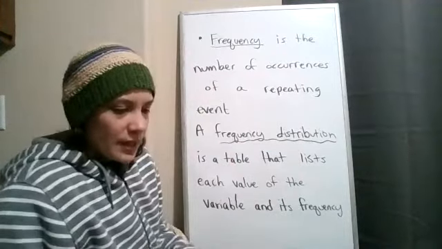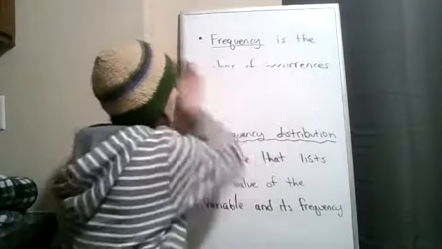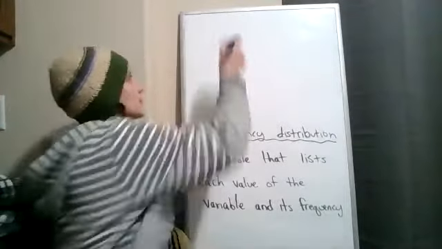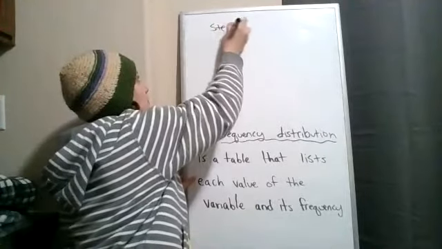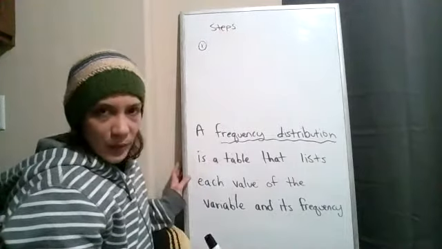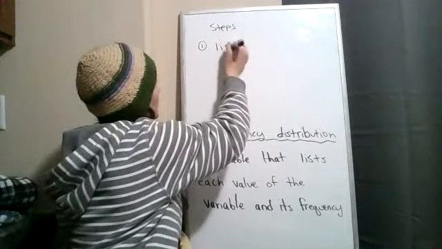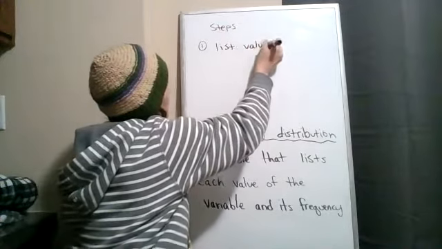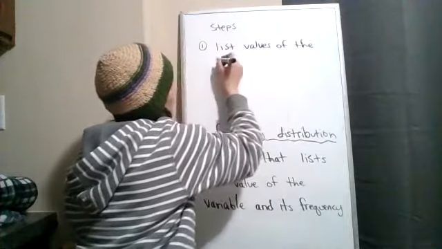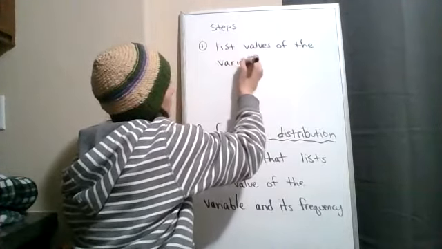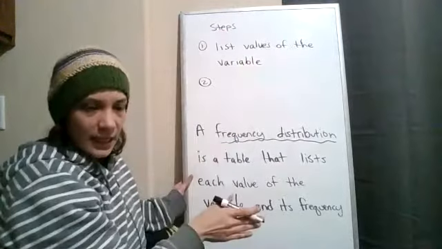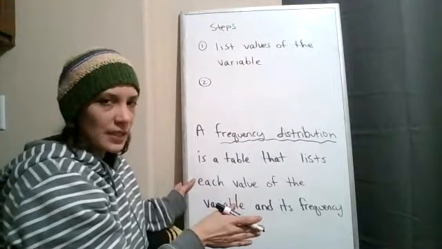So I put some steps down and then we'll try this out. Okay, list values of the variable. Okay, then you're going to have a place to take a tally. Tally the number of occurrences.